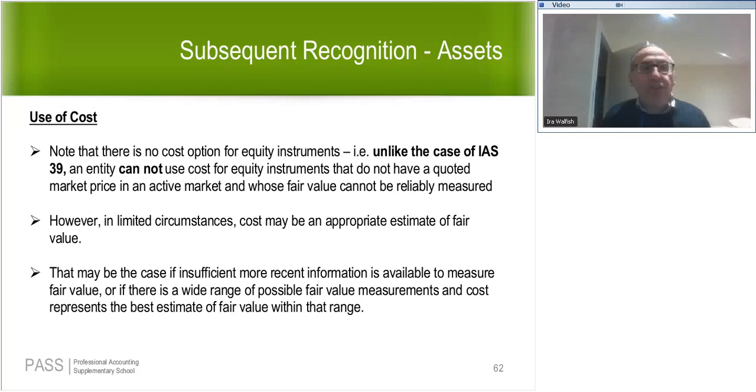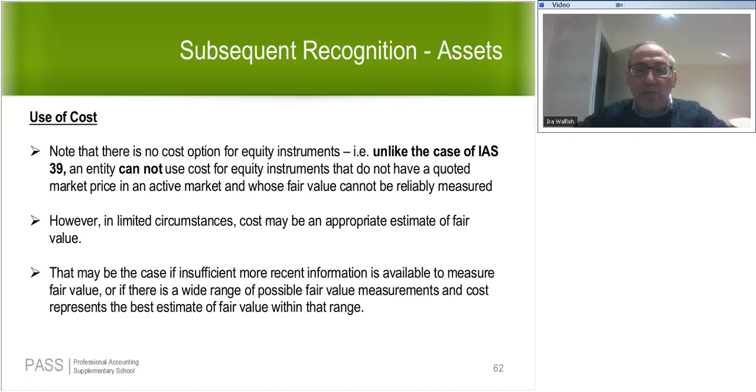However, in limited circumstances, you may be able to use cost if it represents an appropriate estimate of fair value. That may be the case, for example, if insufficient recent information is available to measure fair value, or there's a wide range of possible fair value measurements and you believe that cost best represents fair value. Here I gave you just some examples of indicators of where cost may be representative of fair value. I'll let you look at that on your own.